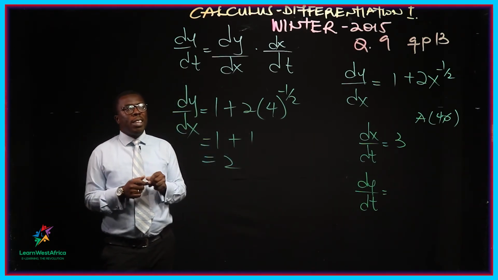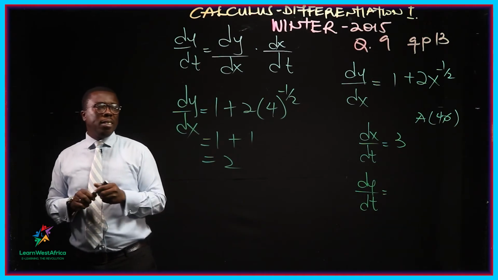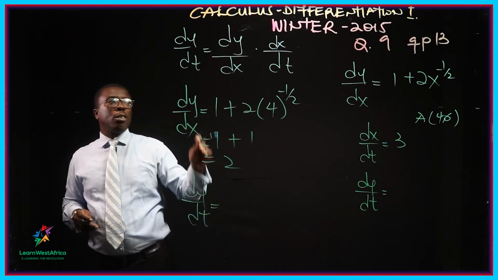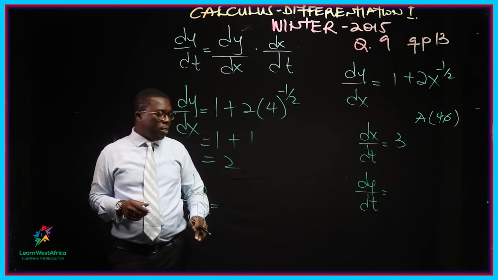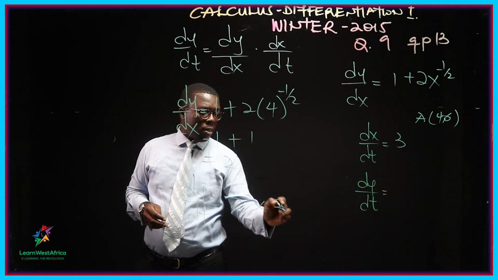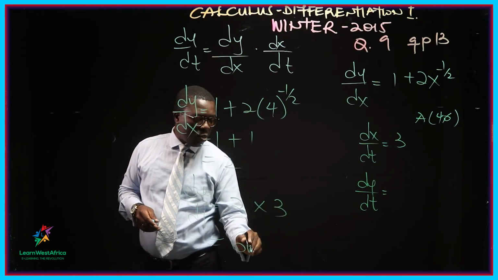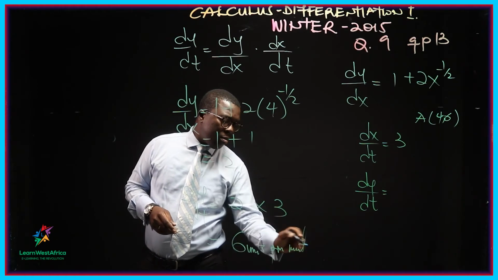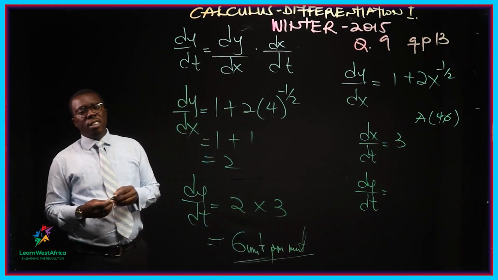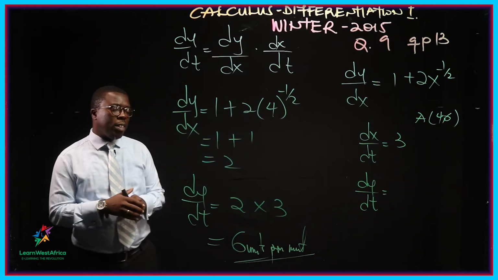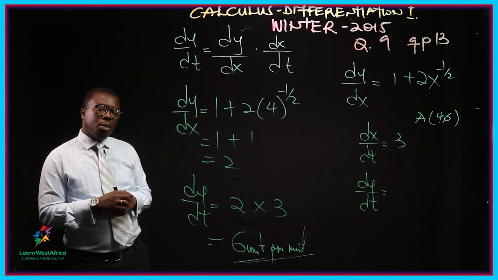Okay, so since our dy/dx is 2, how do we find out dy/dt? dy/dt is going to be the product of dy/dx and dx/dt. So we just put them together. This is going to give us 2 times what? 3. And that's going to give us 6 units per what? Per minute. All right, so the expected value for dy/dt is 6 units per minute. That is how much the y is increasing.